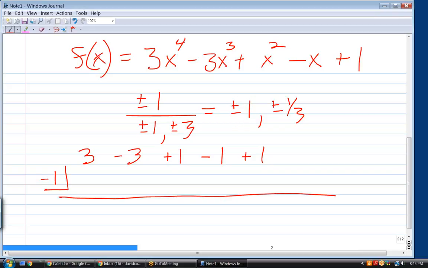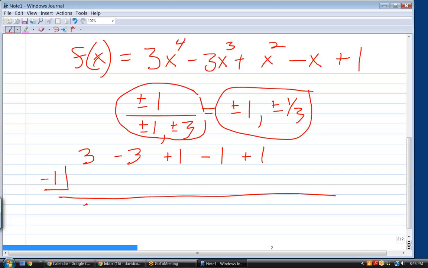Okay. Wait, but in the problem it says to list the potential rational zeros. There they are, right there. There's 4 potential ones. Oh, okay. There's plus 1, there's minus 1, there's plus 1/3, and there's minus 1/3. I got those from that. In other words, if you put all combinations together, this is what you get. You can have 1/1, or you can have 1/3.